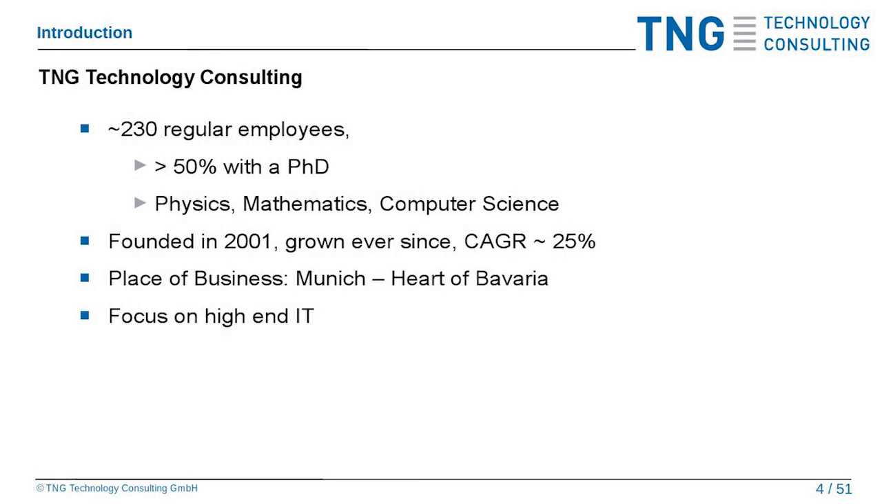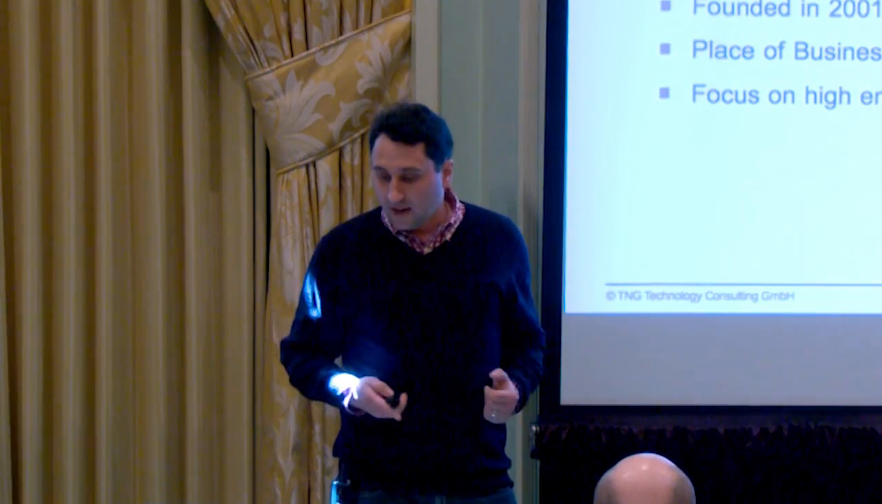TNG has roughly 230 regular employees, over 50% with a PhD, and physics is the strongest field in there. We also have mathematicians and computer scientists, but roughly 30% of us are physicists. The company was founded in 2001, has grown roughly 25% every year, and the place of business is Munich. So all our projects are also in and around the greater Munich area. The focus is high-end IT.